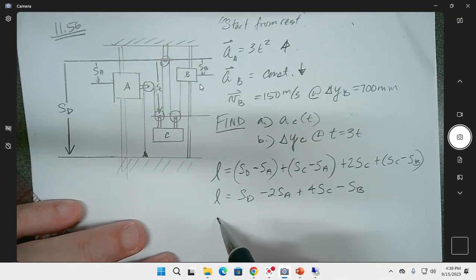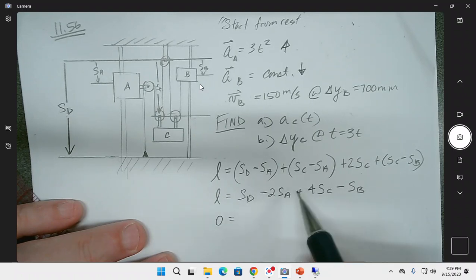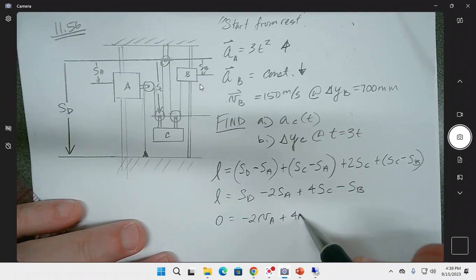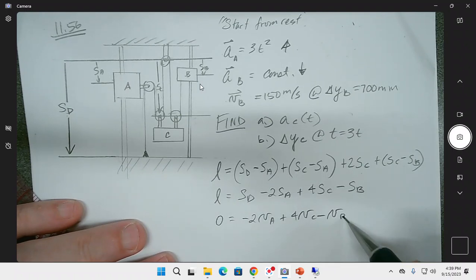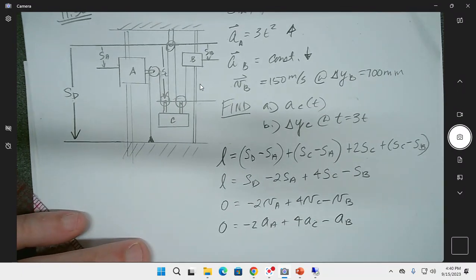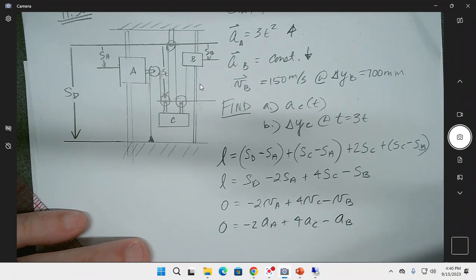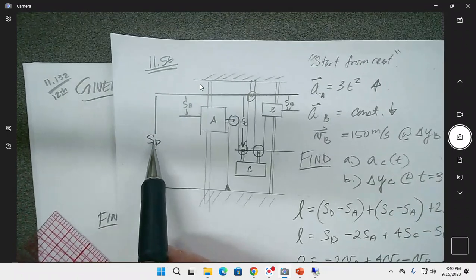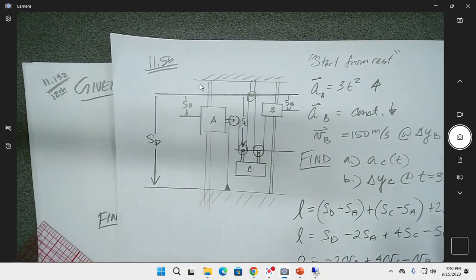All right, I'm gonna go ahead and take the derivative of it. SD goes away, remember. So we're going to have negative 2VA plus 4VC minus VB. And then take the derivative again: negative 2AA plus 4AC minus AB. SD never changes. Right, okay.